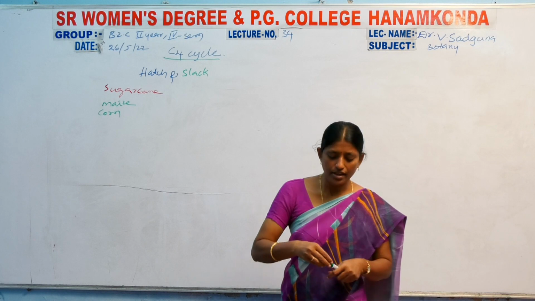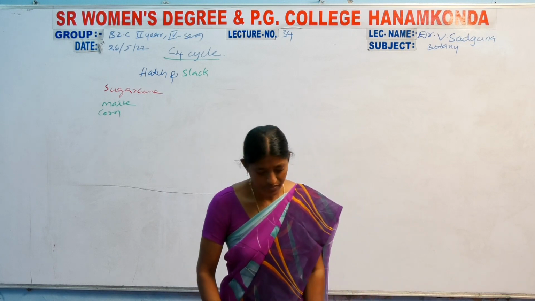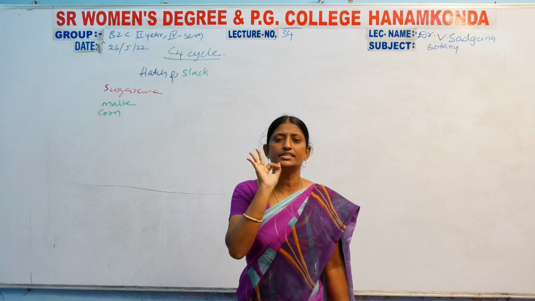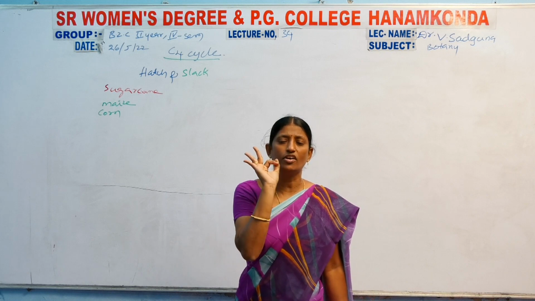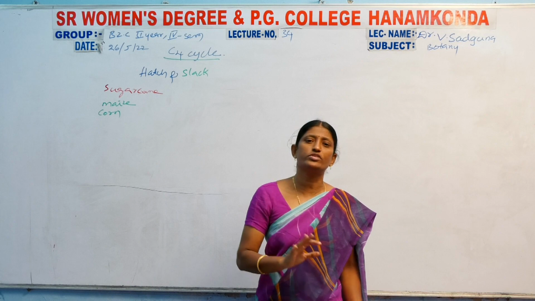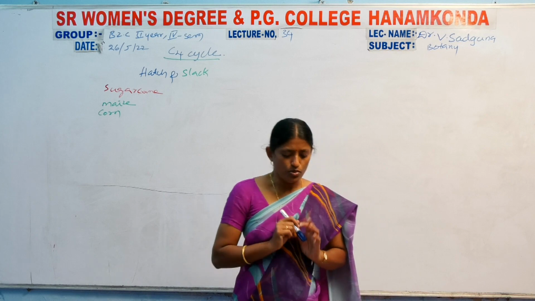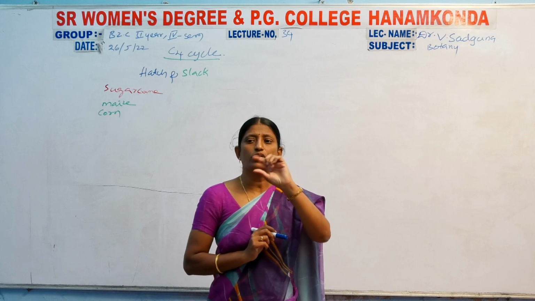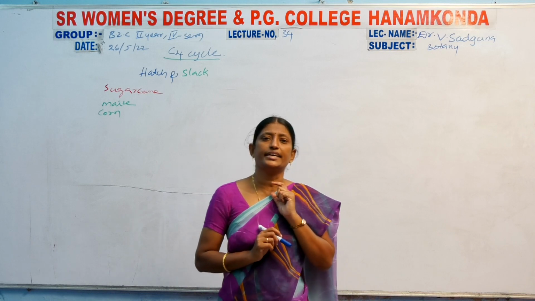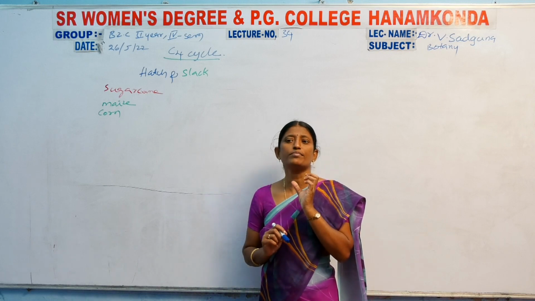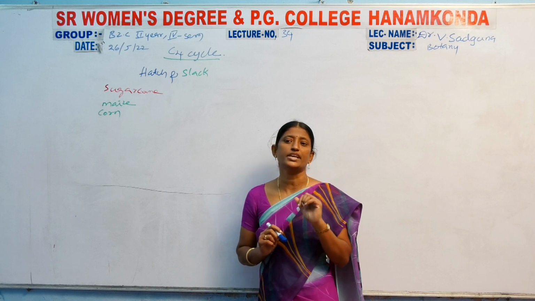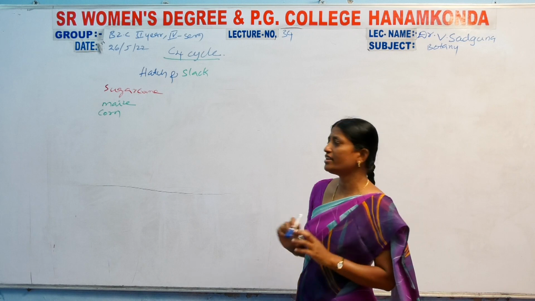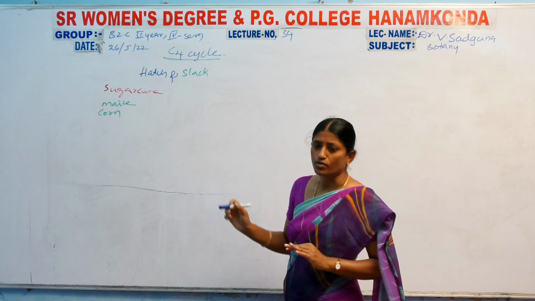Okay. Now the question: why is this cycle called the C4 cycle? Why do we mention it as the C4 cycle? Overall in this cycle, the carbons are in 4-carbon compounds. Every time it has 4 carbons. That's why we call it the C4 cycle.